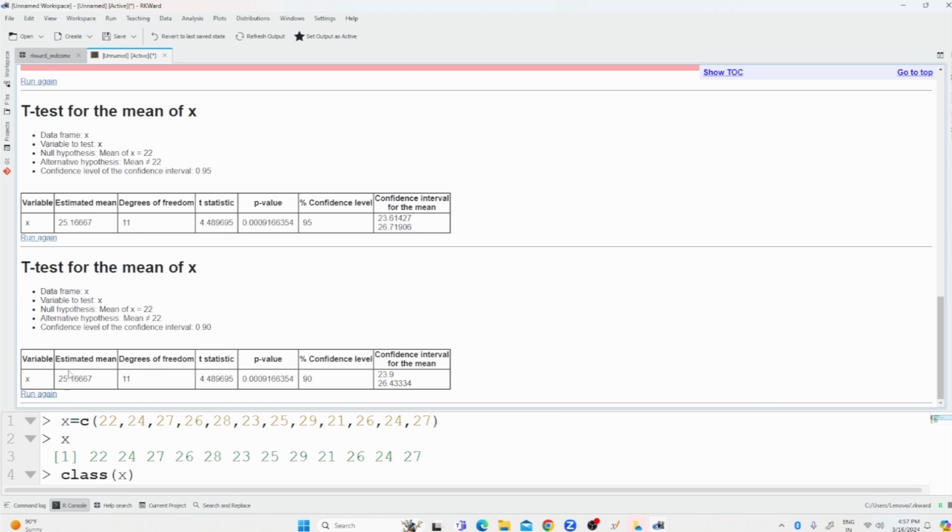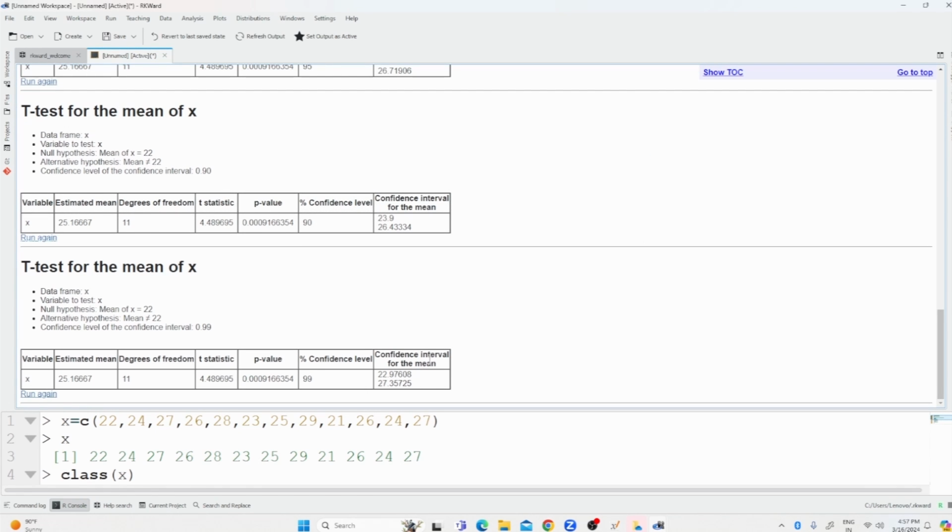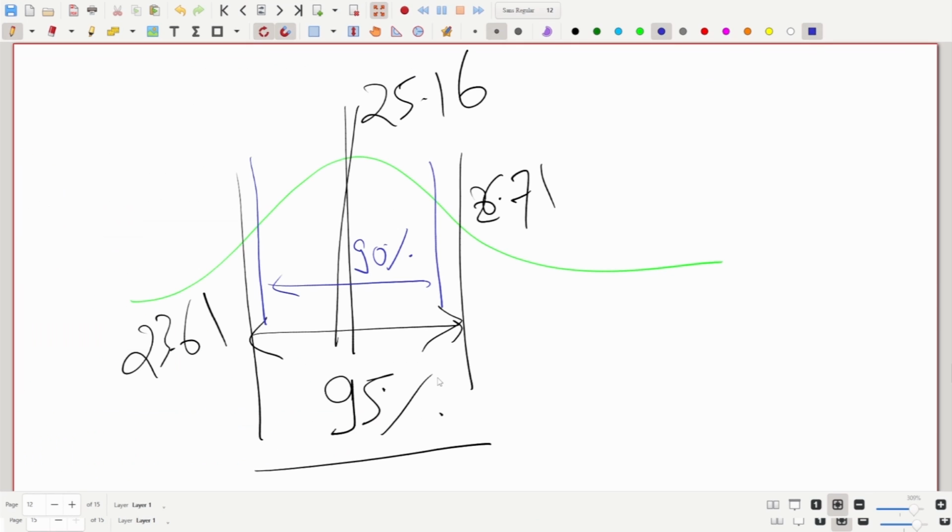If I increase my range, I will run this again and I will say confidence interval of 0.99, not 0.90, but 0.99, not 0.95. The confidence interval is that interval. Now, let us see the range: 22.97 and 27.35. Can you see this? 22.97.